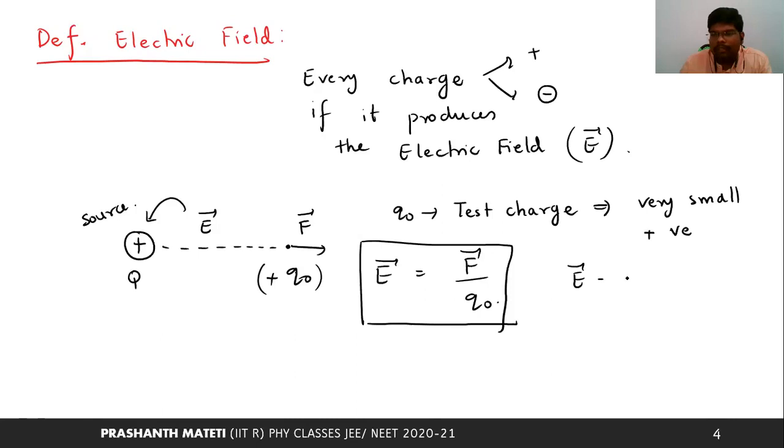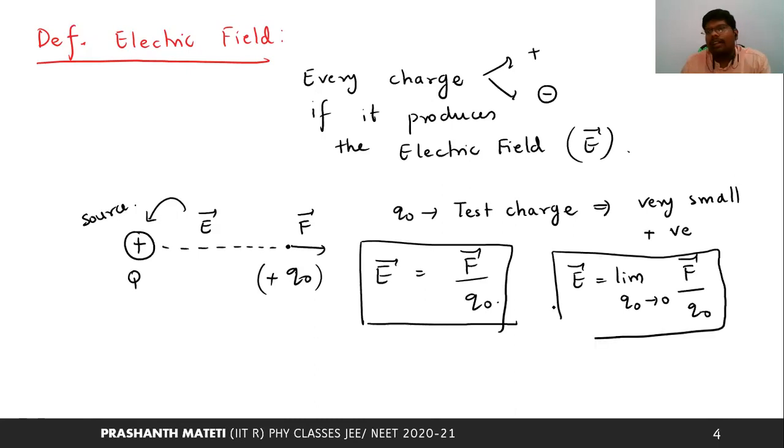So the electric field at a point is equal to the limit, with the test charge tending to 0, of F by q naught. This is the mathematical definition. Generally, we can say the strength of the electric field is defined in this manner. So the strength of the electric field and the electric field are different.